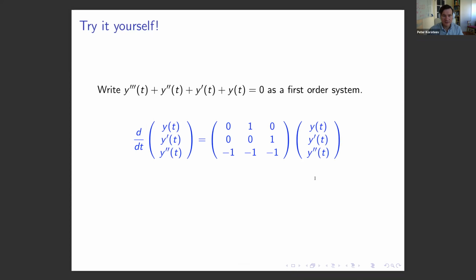Well, that's the answer. So see here, that's the interesting structure of the matrix on the right-hand side. As you can see, you move all these derivatives, y double prime, y prime, and y, to the right-hand side, so you'll have y triple prime equal to the negative sum of these three. That's why the third row of the matrix is -1, -1, -1, and this 1 and 1 off the diagonal show you that you introduced a new notation. So this is y, y prime, y double prime.